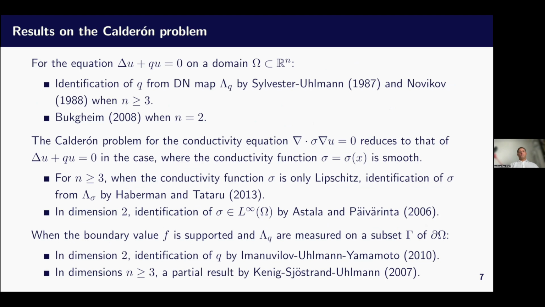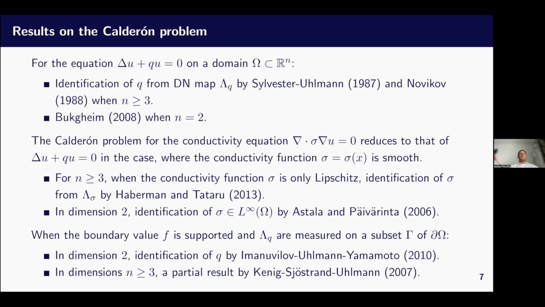Okay, so let us then recall results on the Calderon problem. For this simplest of the equations, Laplace u plus q u is 0 on the domain omega in R^n, identification of this potential q from the DN map, the Dirichlet-to-Neumann map, was done by Sylvester and Uhlmann in 1987, and independently by Novikov almost the same year, in dimensions n at least 3.